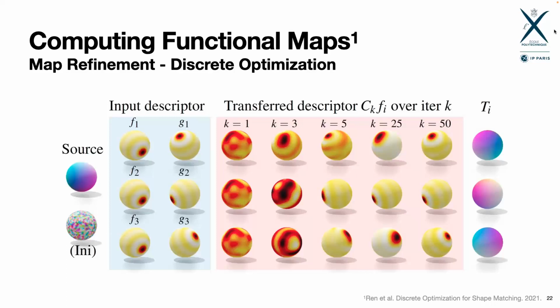I forgot what my next slide is. So what I'm not sure about is, when you go back to the correspondence, how do you use that to help the functional map generation?